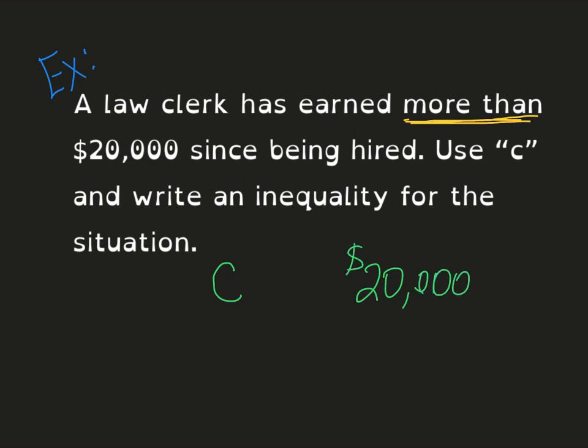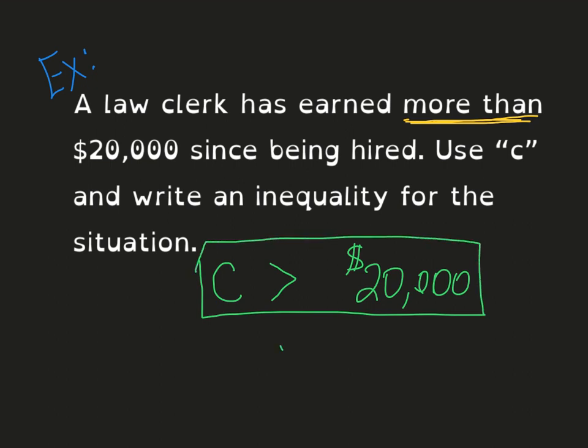Now, I have to think about which inequality symbol I'm going to be using. It says more than. So the amount of money that she has earned is more than 20,000. And I'm going to make a note to myself that it's not 20,000, it's more than that. So it could be $20,000 and 1 penny, and that still would work. It's more than that. So going from left to right, that would be the symbol that goes there.